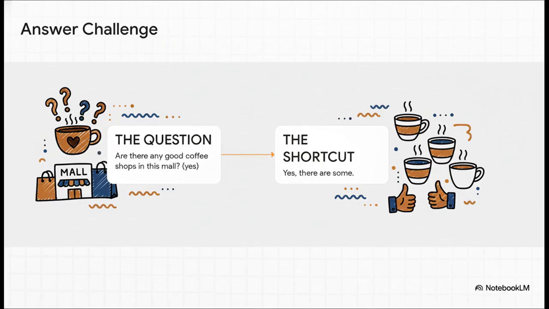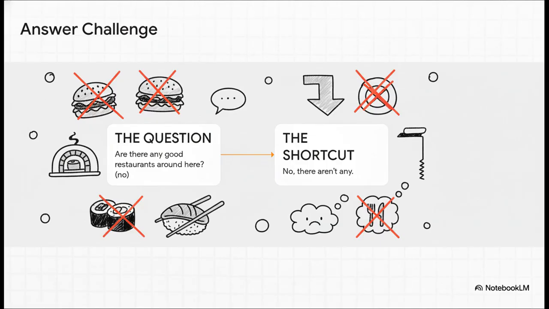Next challenge for you. Someone asks, are there any good coffee shops in this mall? And the answer is yes. How do you answer using our cool little shortcut? You'd say, yes, there are some. Perfect. Okay, last one. Are there any good restaurants around here? The answer is no. Give me that short, natural answer. And it is no, there aren't any. See? You've totally got this.